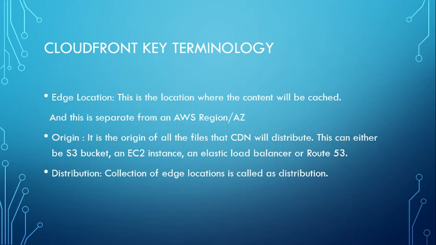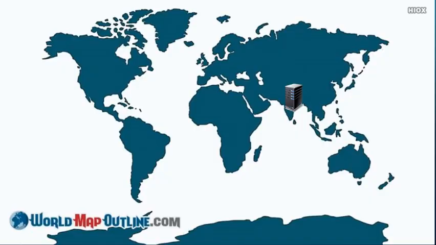Similarly, we have distribution. We can have multiple edge locations, and a collection of multiple edge locations is called a distribution. Now we'll explain using this picture. We again have the world map, a website hosted in India, and users throughout the world who will be accessing this website. Previously, in the traditional model, they were directly accessing the website hosted on the server. At that time it was very slow.